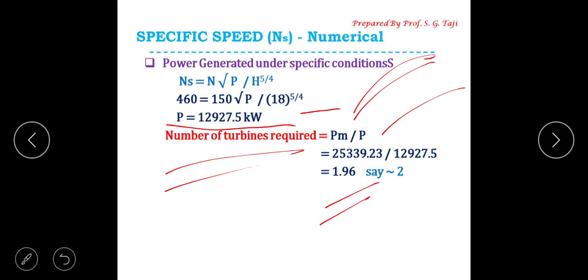However, we can never imagine or expect that a turbine will be of 0.8 times, 0.9 times. So 1.96 means it should be 2. Right? Even if you get 1.4 or 1.38, you have to take it as 2 only, not the lower value. Higher value should be taken.